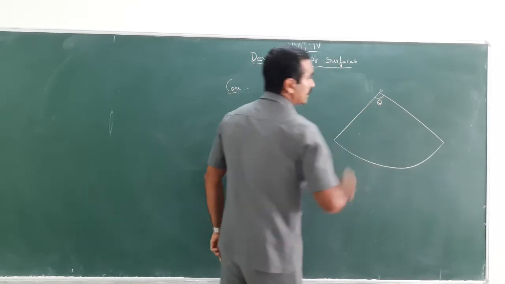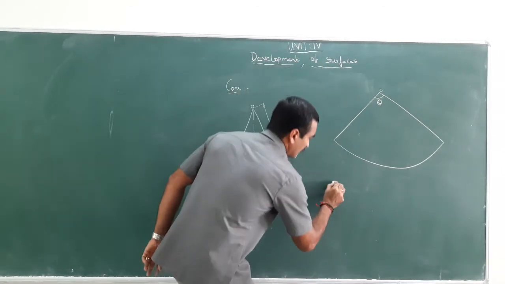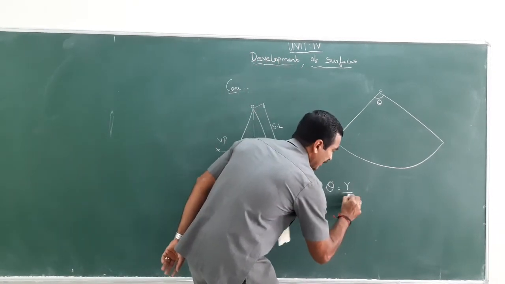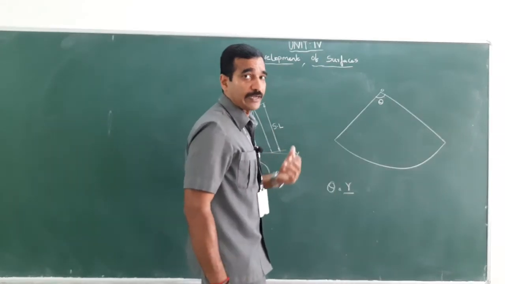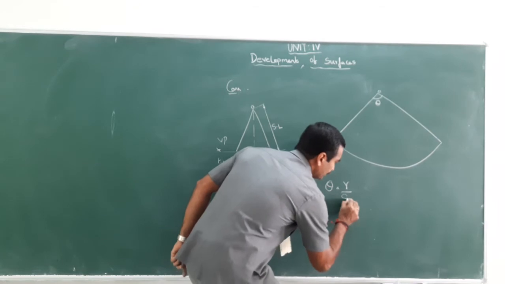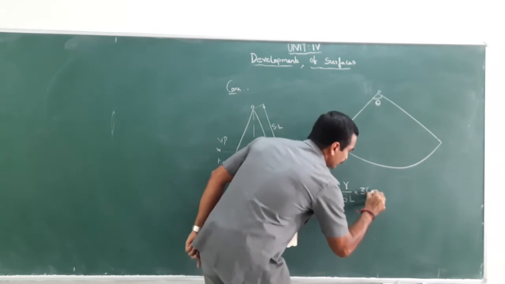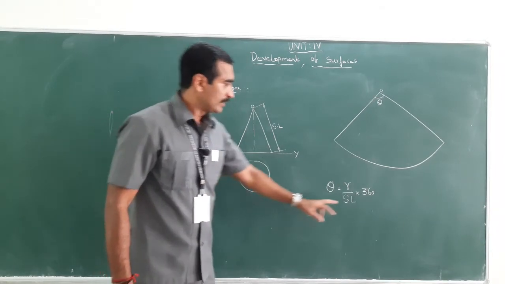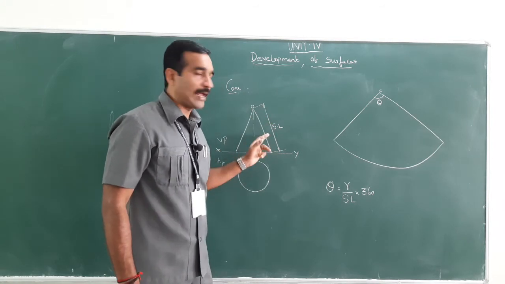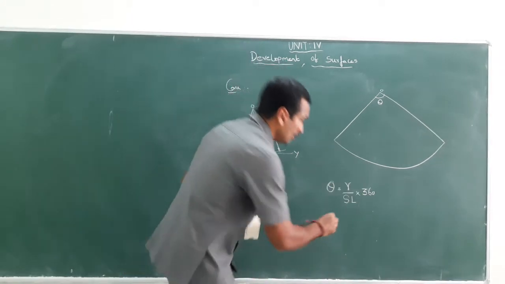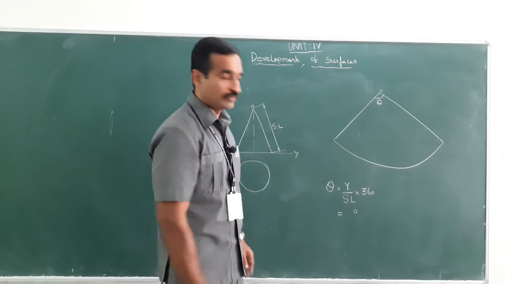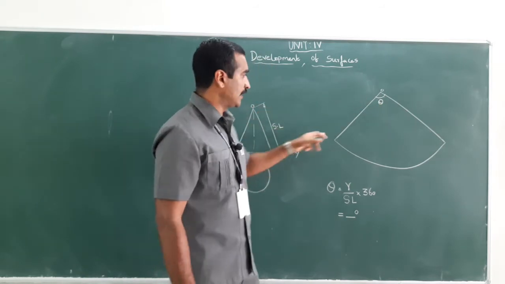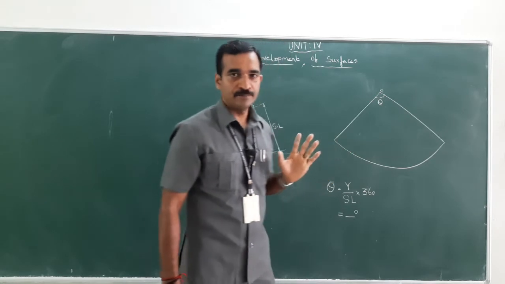So theta is the formula we have learned in epicycloid and hypocycloid, isn't it? Theta is equal to r by capital R into 360 for epicycloid and hypocycloid. Here, theta equals r by SL into 360. r is the radius of the circle, and SL is the slant length or slant height of the cone, into 360. You will get some value in degrees. So you will have to draw the slant length, then make an arc for the theta.